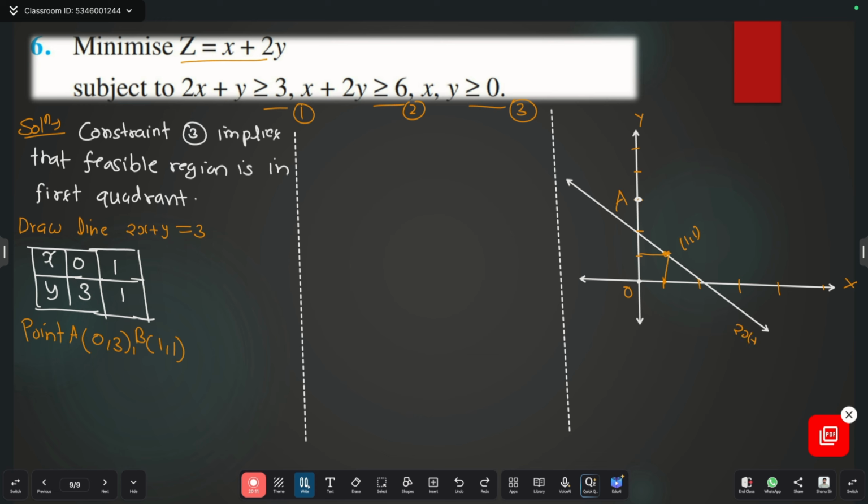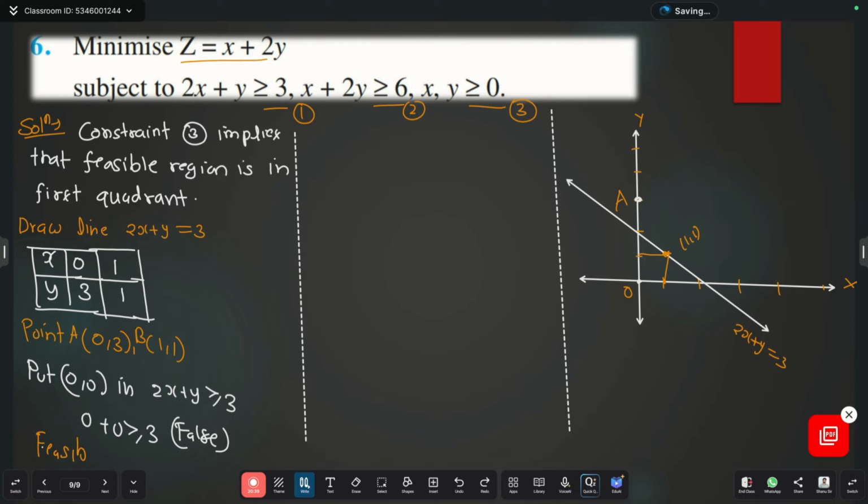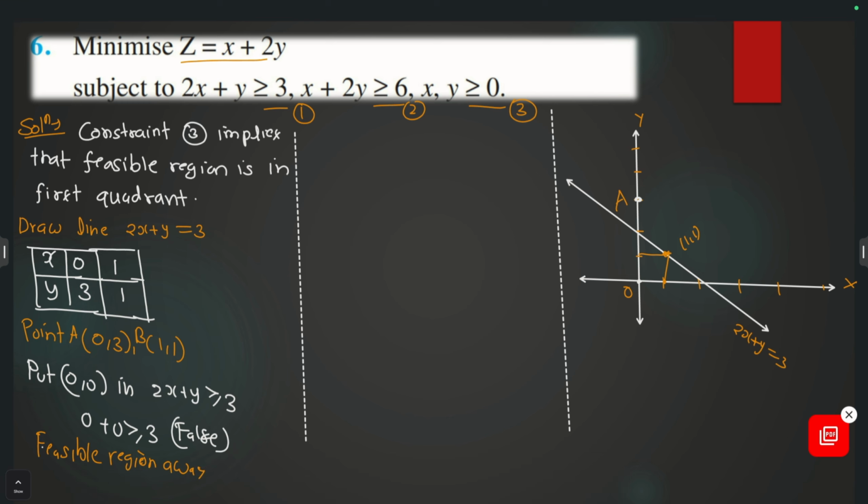2x plus y equals to 3. Now put 0, 0 in 2x plus y greater or equals to 3. Then 0 plus 0 greater or equals to 3 is false. So the feasible region is away from the origin. Away from origin.